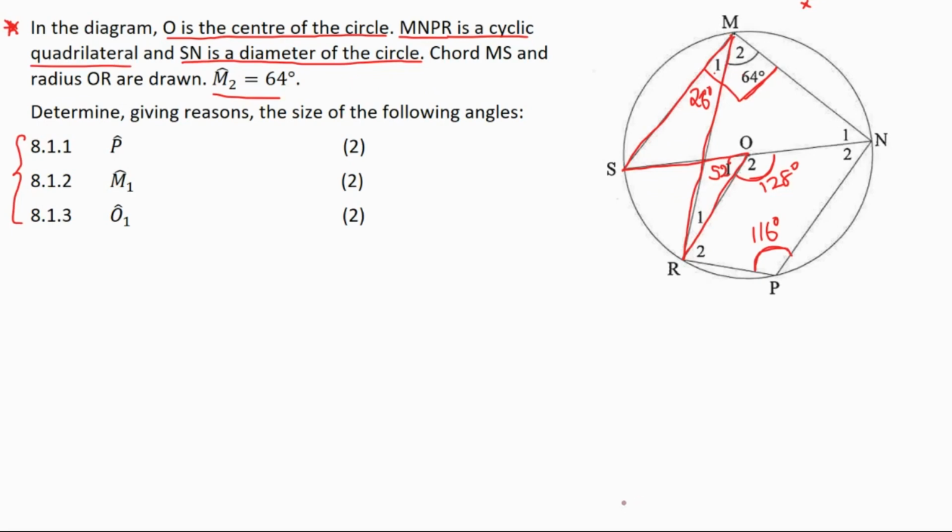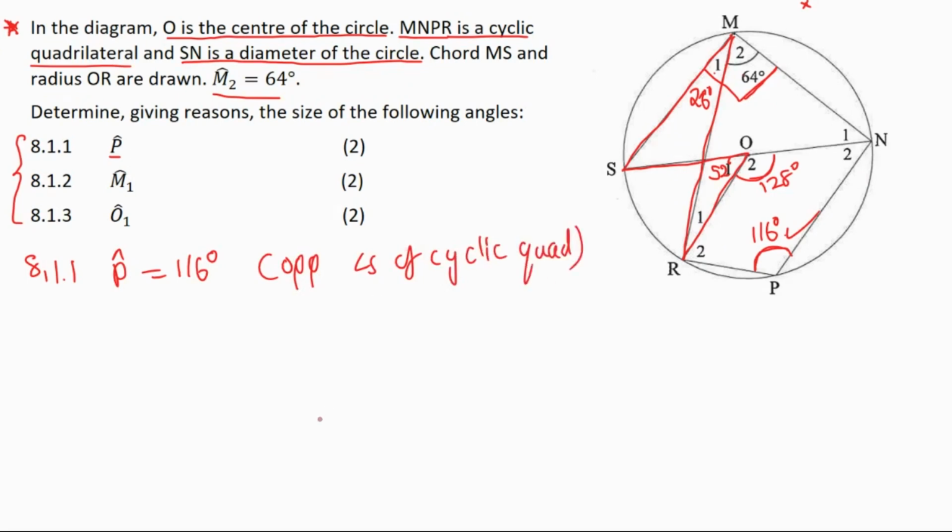Right, let's go to the questions. Question 8.1.1. Determine, giving reasons, the size of the following angles. Angle P, right? So we have angle P. We already have it. So we just have to write our answer and the reason. So angle P is equal to 116 degrees, and then the reason, opposite angles of a cyclic quadrilateral. Then we get our 2 marks.